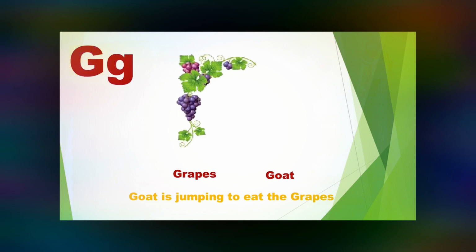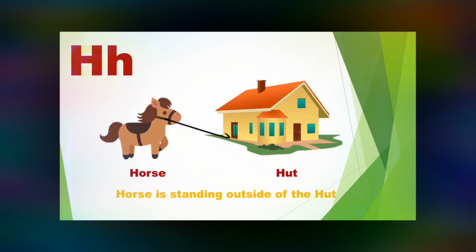G. G for grape. And G for goat. Goat is jumping to eat the grapes. H. H for horse. And H for hut. Horse is standing outside of the hut.